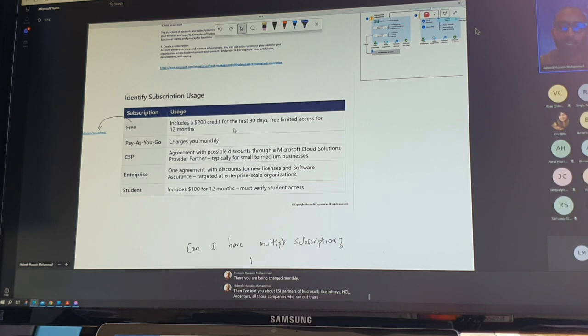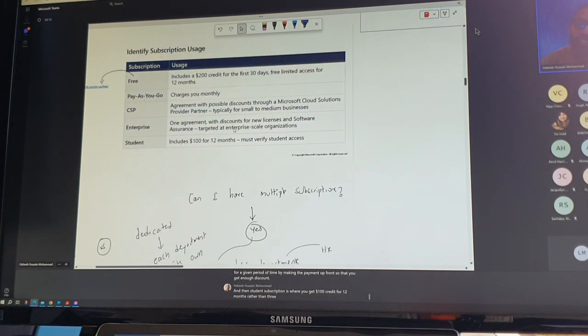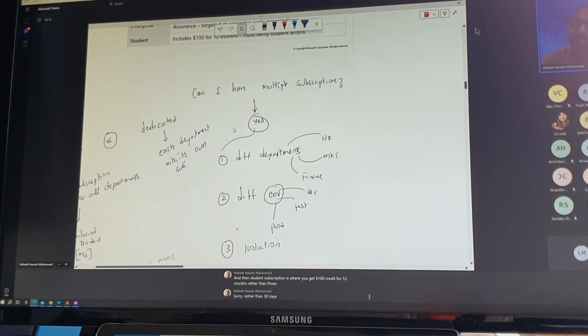Then I've told you about SIs, partners of Microsoft like Infosys, HCL, Accenture, Atos, right? These companies can help you design, deploy, and manage your environment for you, okay? Then we have enterprise agreements, which are upfront monetary commitments with Microsoft, where you're reserving your resources for a given period of time by making the payment upfront so that you get enough discount. And then the student subscription is where you get a $100 credit per 12 months rather than 30 days.